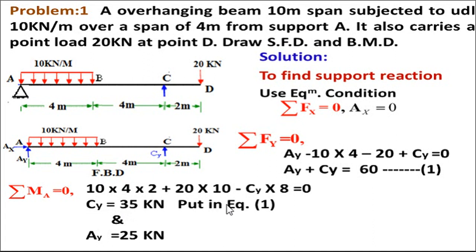If you put this value into equation number 1, you will get the reaction at A, that is Ay is equal to 25 kN. So we got both of these reactions, that is Cy and Ay.